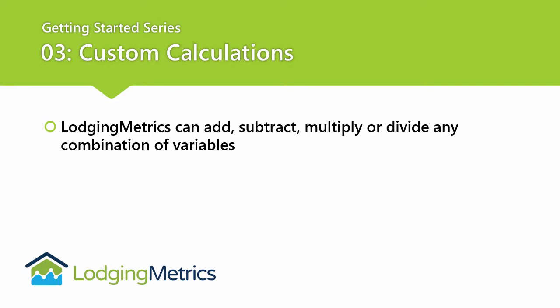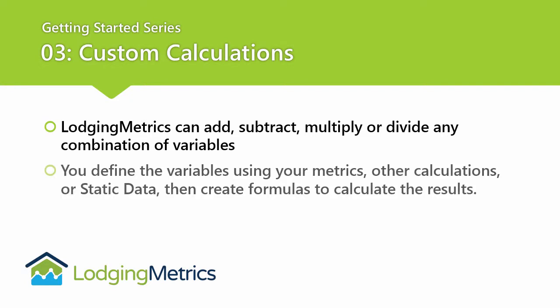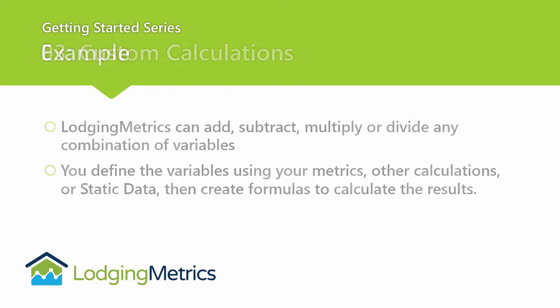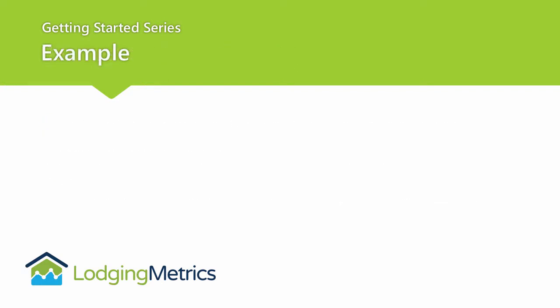LodgingMetrics can add, subtract, multiply, or divide any combination of variables. You define the variables using your metrics, other calculations, or static data, then create formulas to calculate the results. As an example, let's calculate the average spend per guest using data already being tracked.